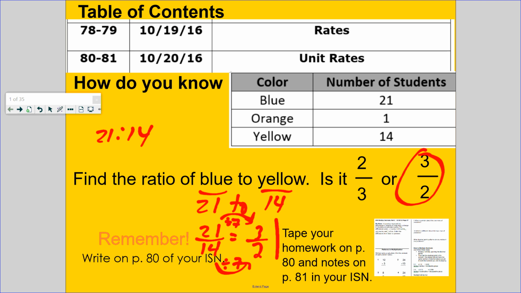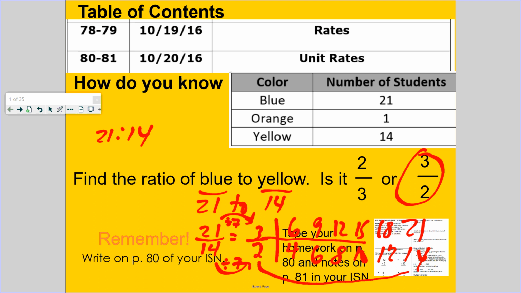And I can make a table to check my work. 3 blue, 2 yellow. 6 blue, 4 yellow. 9 blue, 6 yellow. 12, 15, 18, 21, and 2, 4, 6, 8, 10, 12, 14. So the relationship from 2 to 14 is times 7. The relationship from 3 to 21 is times 7. That's a scale factor. So that is why 3/2 makes more sense.